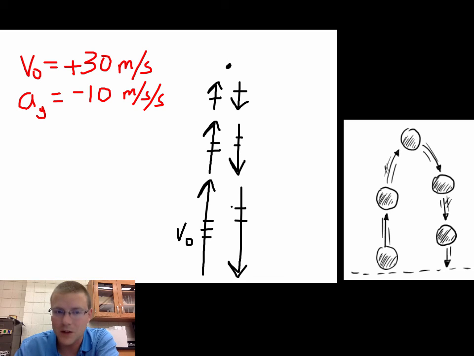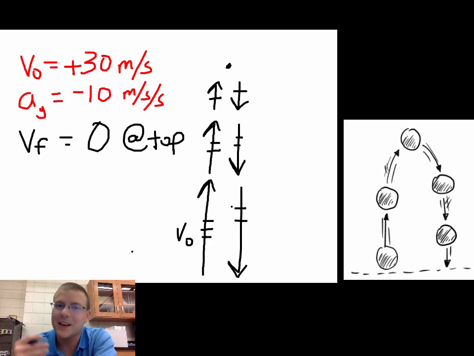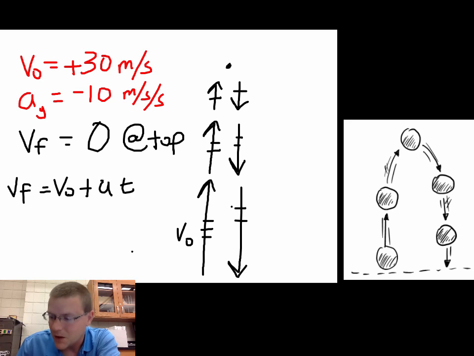Well, knowing the initial information, 30 and negative 10, I know that my final speed at the top must be 0. And if that's the case, that gives me 3 pieces of information. We said you always need 3 pieces of information to solve any of those kinematics equations. Using that first equation, plugging in your values, you know that initial speed is 30, final speed is 0, acceleration is negative 10, and we're looking for the time to the top. So if you take 30 divided by 10, it's going to be 3 seconds to reach the top.